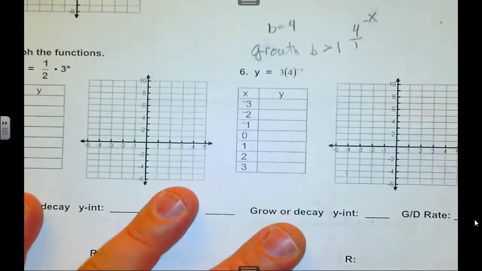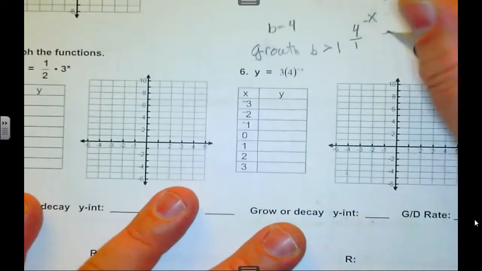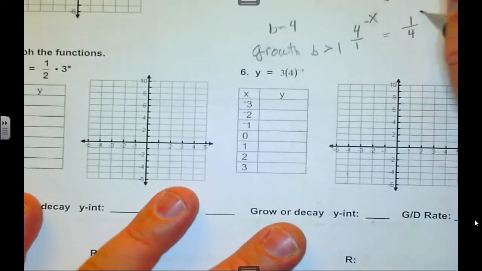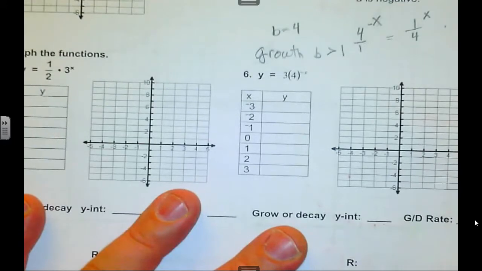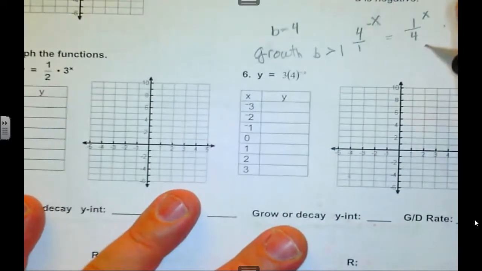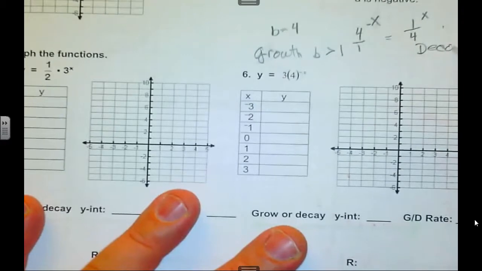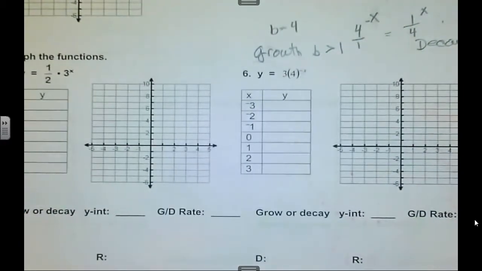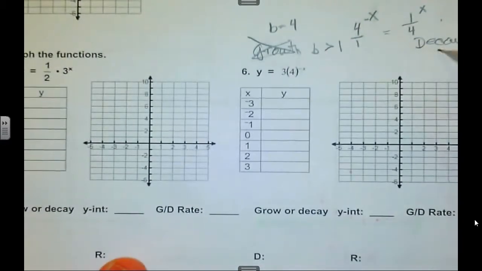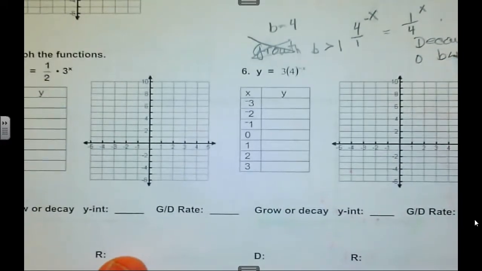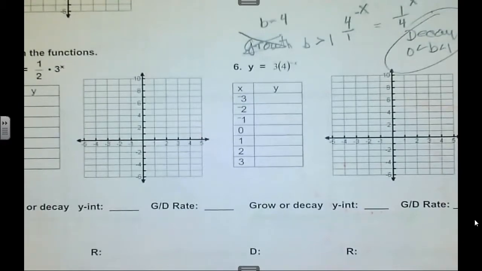Right? How do I get rid of the negative exponent? Flip it, make a reciprocal. So now what is it? So now it's decay. So, it's not growth, it's decay because b is between 0 and 1. Be careful of that. Negative exponents.